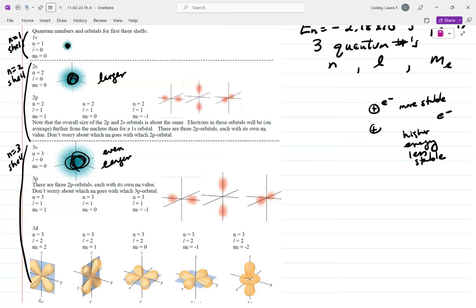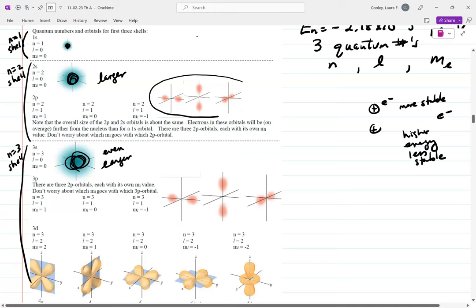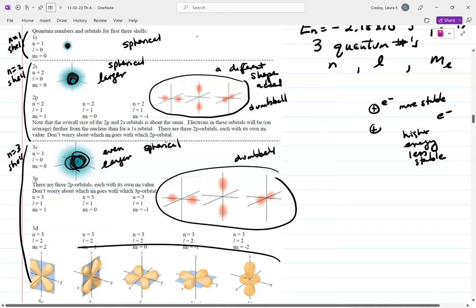What's another thing you notice between going from the first shell, the n equals one shell, to the n equals two shell? There's something else there, right? So these are three orbitals that are not in the first shell. So every time you add a shell, you add a different shape of orbital. The first shell only has a spherical orbital. The second shell has the spherical orbital, but larger, and then it has a different shape added. Now when we go to the n equals three shell, we have the spherical. I call this a dumbbell shape. We have the dumbbell shape one here. And then we add one with even more lobes, a more complex shape.